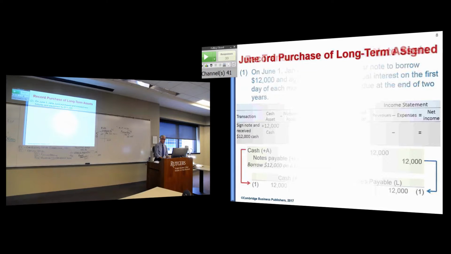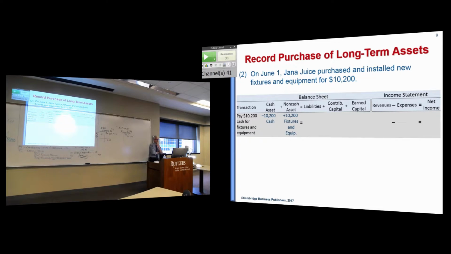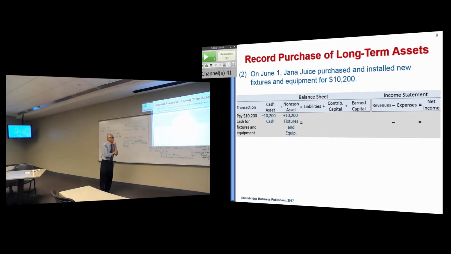Okay, now something different. They purchased equipment. Now this is going to be a little different because even though it looks the same like inventory, this is a different type of asset. So analyze first. We now convert a non-productive asset, cash, into a very productive asset, a piece of equipment. We will debit, or increase, let me say it first this way, we'll increase the non-cash asset furniture and fixtures. We will then credit the asset cash.